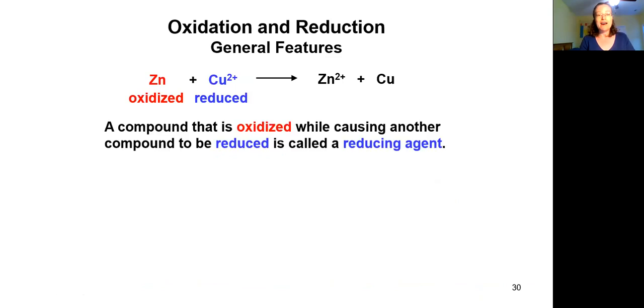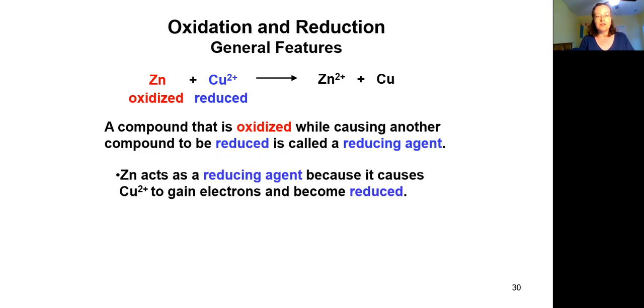A compound that is oxidized while causing another compound to be reduced is called a reducing agent. The zinc reduces the copper ion by giving it electrons, letting it gain those electrons. Zinc acts as a reducing agent because it causes the copper 2+ ion to gain electrons and become reduced.